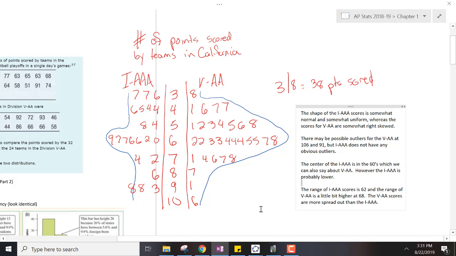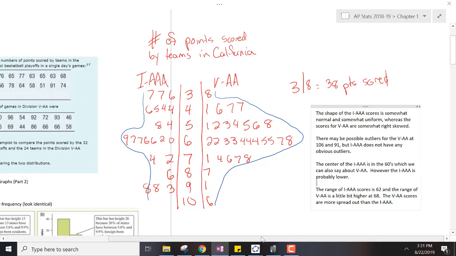The center of the IAAA is in the 60s, which we can also say about VAA. However, the IAAA is probably lower. So you can kind of see that you're estimating until we get to actually some stats. And lastly, the range of IAAA scores is 62, and the range of VAA is a little bit higher at 68. The VAA scores are more spread out than IAAA. And again, we'll find different measures of spread to find there, but for right now, range is fine.